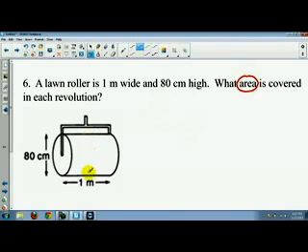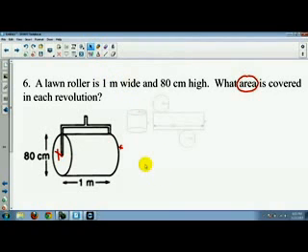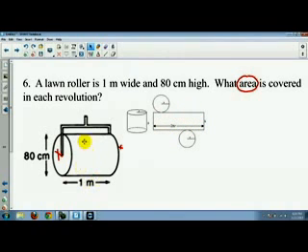Only this part of the cylinder actually touches the ground, right? So we do not need to add the areas of the bases. We only need the lateral surface area. Okay, so when we open this up, we will have this kind of net, right? And we only need this part, which is a rectangle, and that is the lateral surface of the cylinder.